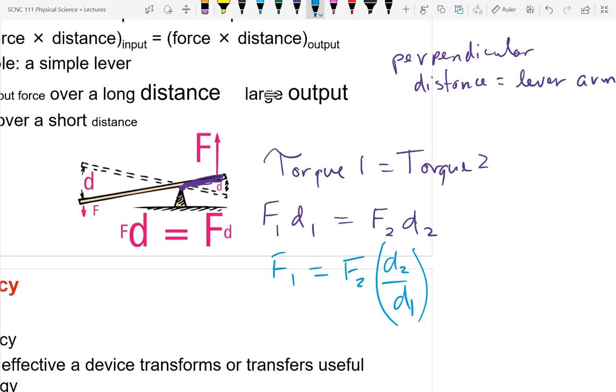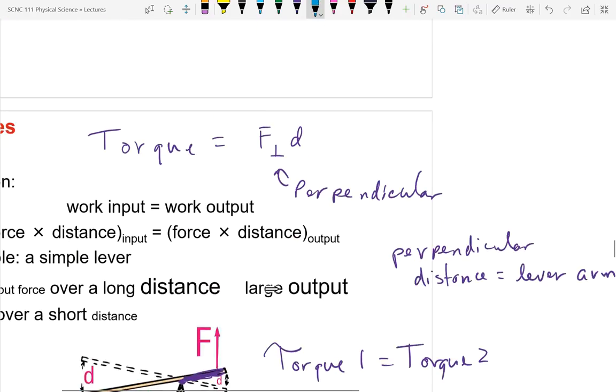Work is force times distance, so I'm going to have more distance moved to do the work. Less force, more distance. Now I want to make a point here. Torque is force perpendicular times distance. Work was force times, I'm going to put delta x just so we realize this is motion with the work. And it's motion parallel to the force.